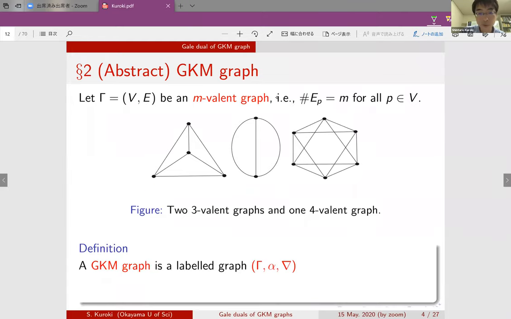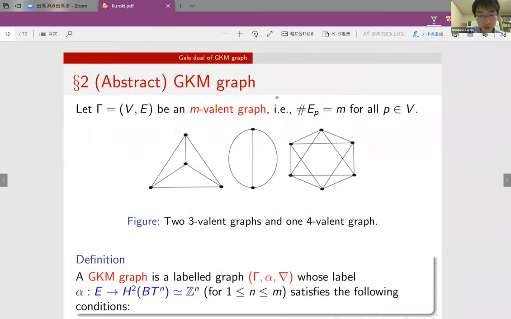And we will define a label on this graph. Then we call it a GKM graph. A GKM graph is often denoted by (gamma, alpha, nabla). And this alpha gives some label, and I will define it. This alpha is a label on edges whose target space is Z^n. And we often regard Z^n as the second cohomology of the classifying space of T. If this label satisfies the following three conditions, then we call it a GKM graph.